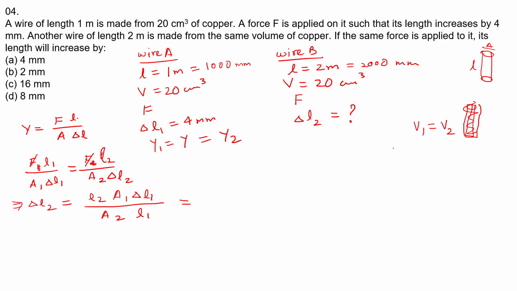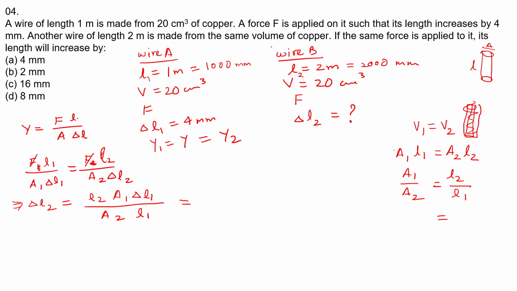So for the first wire, the volume will be, what is the formula? It's the area of cross section times the length. Volume 2 will be A2 L2. So A1 by A2 is L2 by L1.